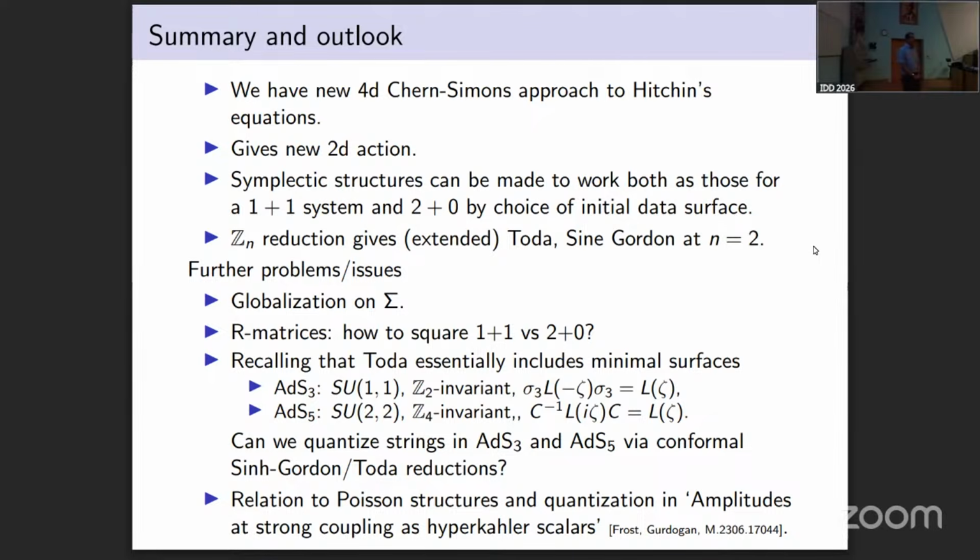So I guess the image was more that, well, the first thing would be to actually see whether this action actually gives rise to the string action in AdS. That would be one thing to do. Another thing to do would be to just use it as a kind of starting point for quantization on the world sheet.